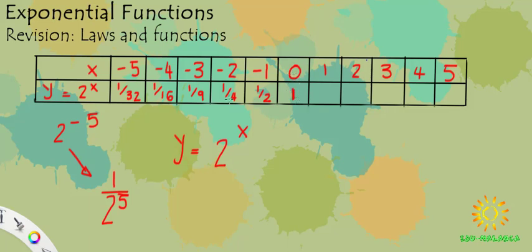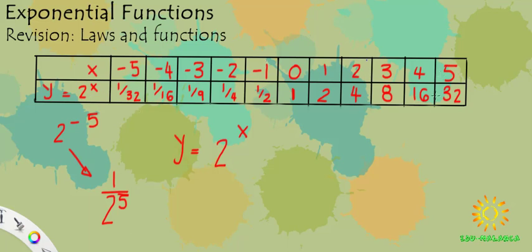Let's continue now finding the values of the range of the function. 2 to the power of 1 is simply 2. 2 to the power of 2, that's 4. 2 to the power of 3 is 8. And 2 to the power of 4 is 16. And lastly, 2 to the power of 5 is 32. So we now have the values of the domain and the range for this exponential function.